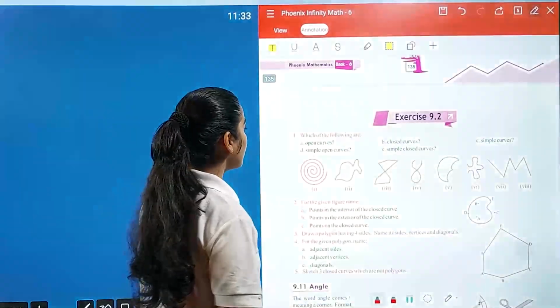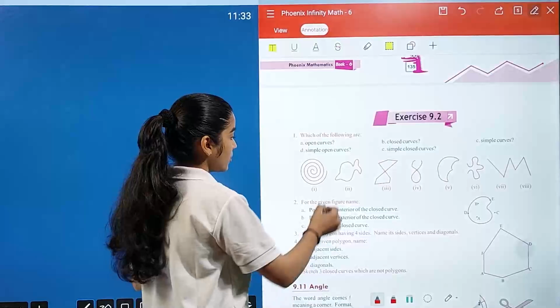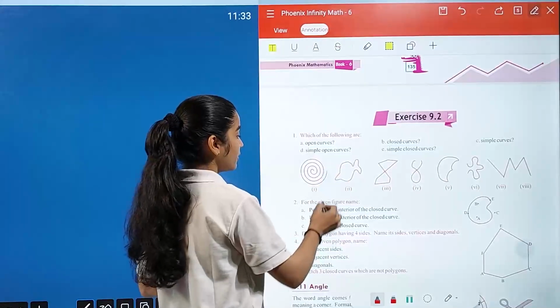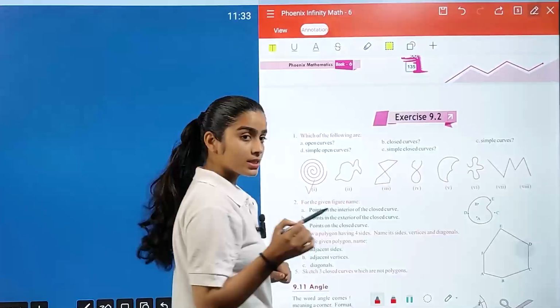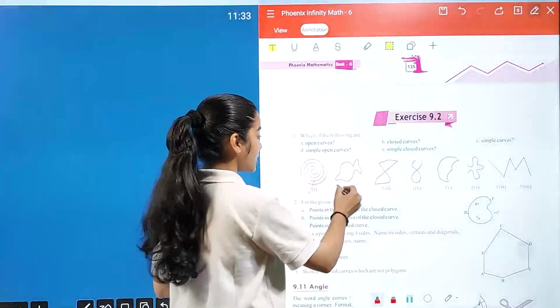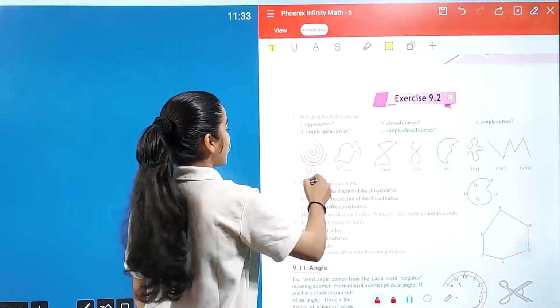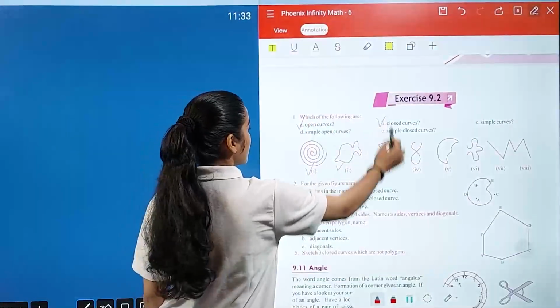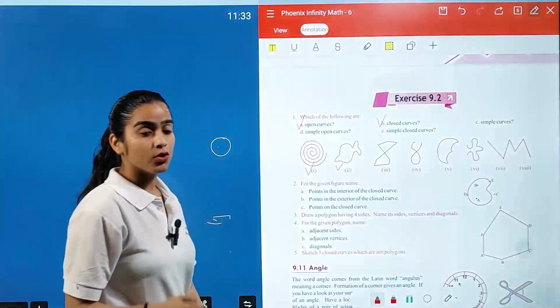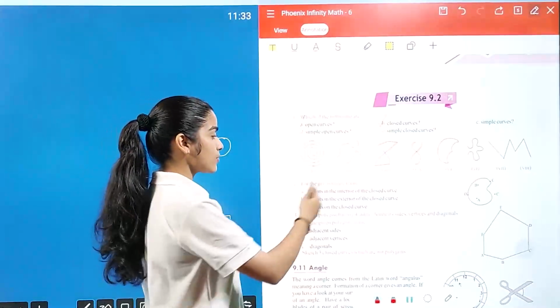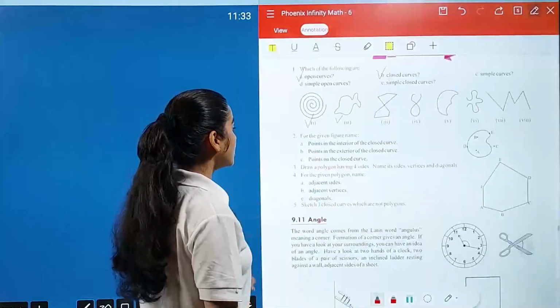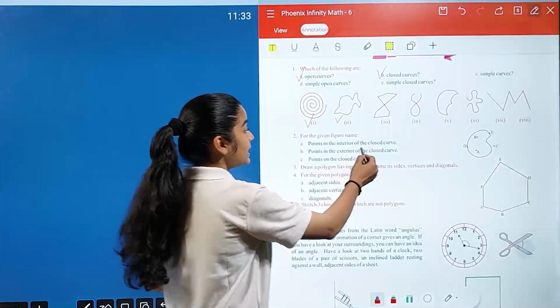Which of the following are curves? Open curves. So starting point and ending point are different. So it is an example of an open curve. Closed figure, where we have the same starting and ending point. So you can say that this is an example of your open curves and closed figures. Now you have to solve on your own, among simple curves, simple open curves and simple closed curves, for the rest of the following figures you have. For the given figure, name points in the interior of the closed figure.